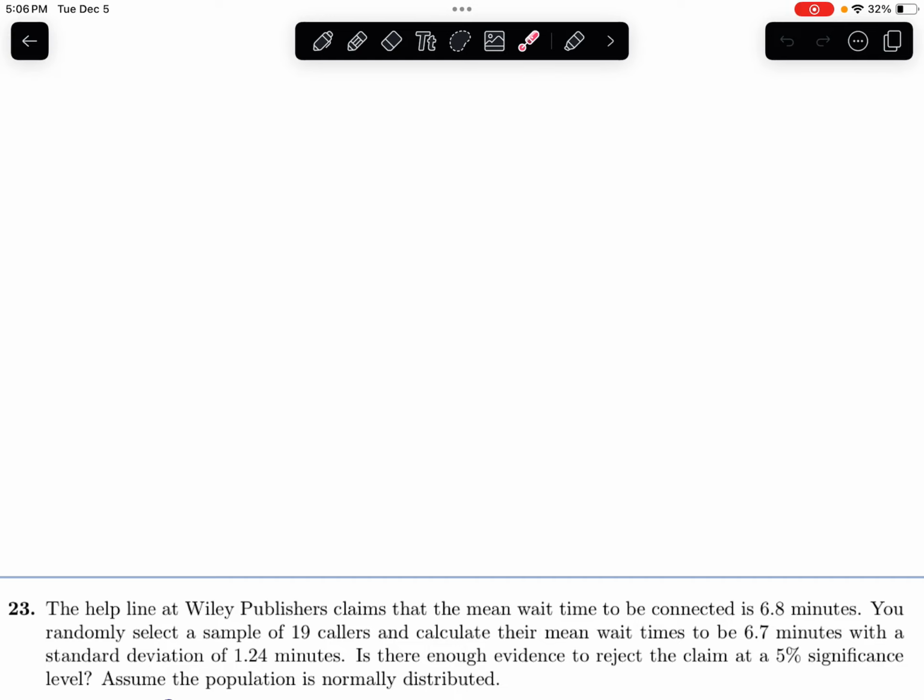So the first thing that we want to do is be able to translate the claim into an inequality, right? It says that the mean wait time is 6.8. The word "is" mathematically means equals. So mu is equal to 6.8. Now remember, the location of this statement matters. If the statement includes the equals, whether it's one of these three inequalities, that means this statement belongs in the null hypothesis.